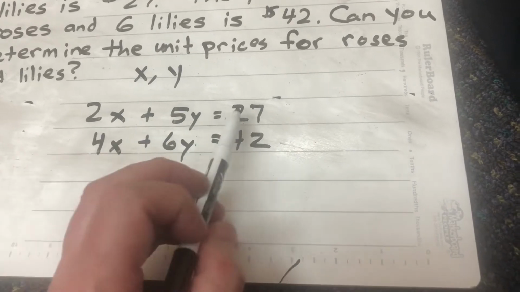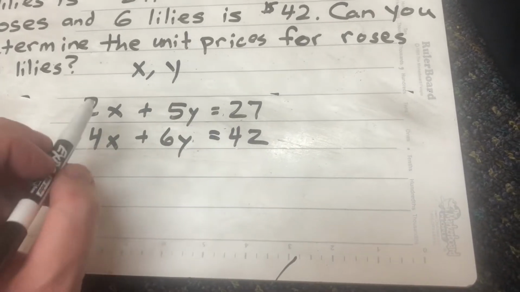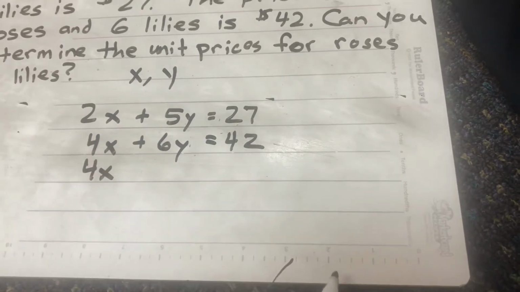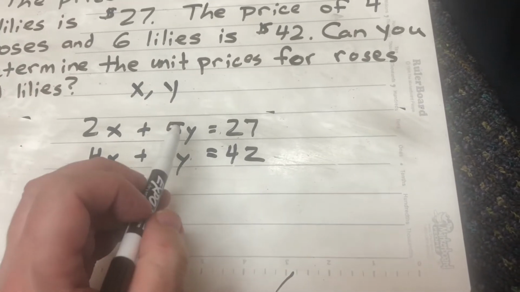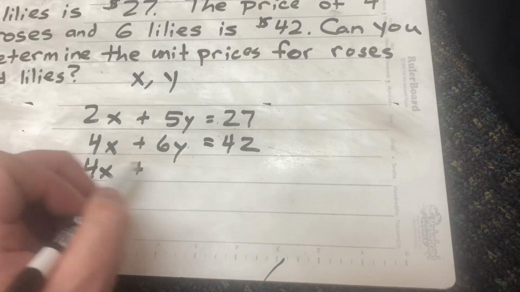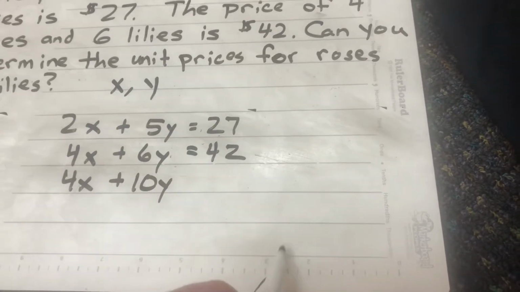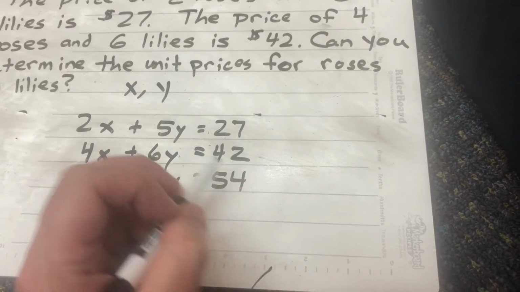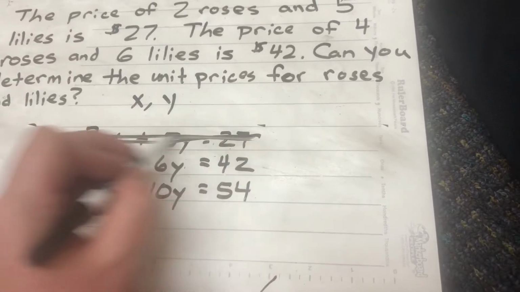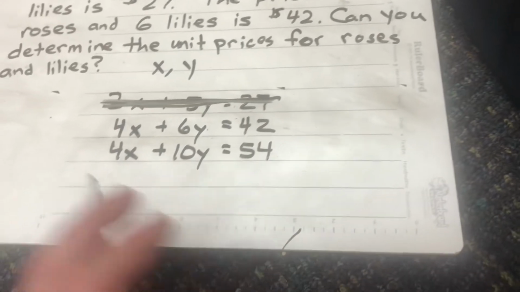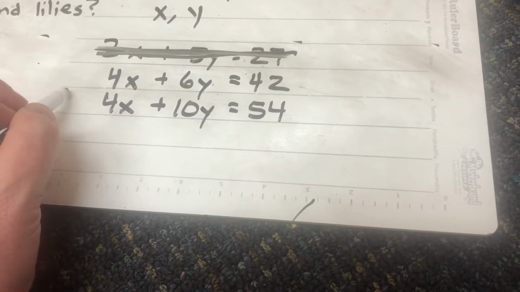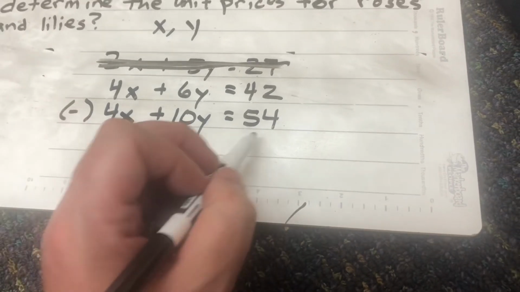So I'm going to do that because 2 times 2 is going to give me 4. So 2x times 2 is going to give me 4x. 5y times 2 is going to give me 10y. And 27 times 2 is going to give me 54. Now I can cross that out. I don't need it anymore. Now I can solve this by elimination by subtracting.